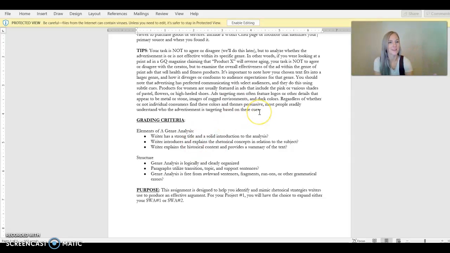So look at that. Pay attention to what they're doing. Try to figure out how this ad is telling its intended audience, hey, I'm talking to you. You are my audience.